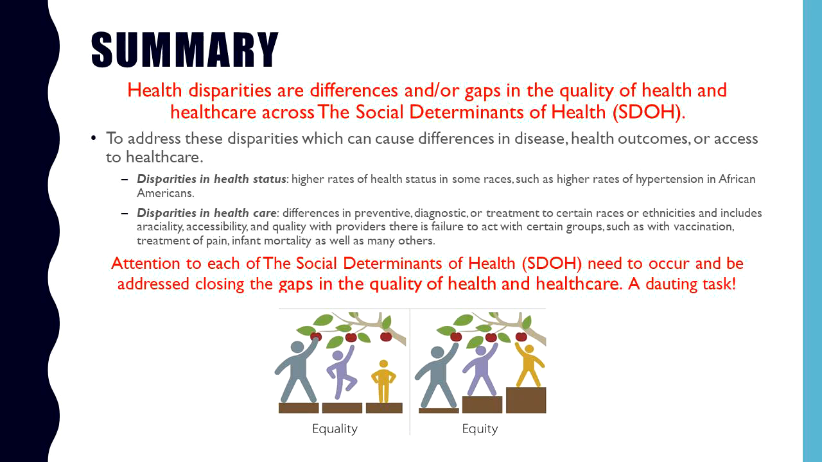In summary, health disparities are differences or gaps in the quality of health and healthcare across the social determinants of health. To address these disparities, which can cause differences in disease, health outcome, or access to healthcare that support healthy aging, we need to be addressing these issues. Disparities in health status are higher rates of disease in some races, such as higher rates of hypertension in African Americans, or notably the higher rate of COVID-19 that occurred in 2020. Whereas disparities in healthcare are differences in preventive, diagnostic, or treatment services for certain races or ethnicities and include irrationality, accessibility, and quality with providers when there is a failure to act with certain groups, such as with vaccinations, treatment of pain, infant mortality, as well as many others.